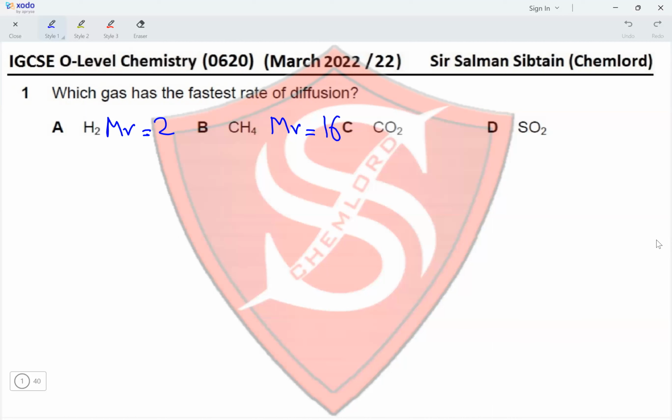Next we have CO2. CO2 having one carbon and two oxygen atoms would give us an MR value of 12 plus 32, 44. And SO2 having sulfur and two oxygen will give us an MR value of 32 plus 32, 64. So the gas with the lowest MR is hydrogen, making option A the correct option for this question.